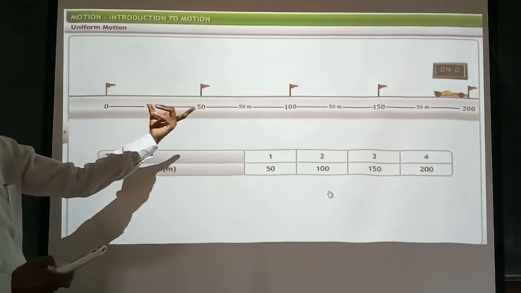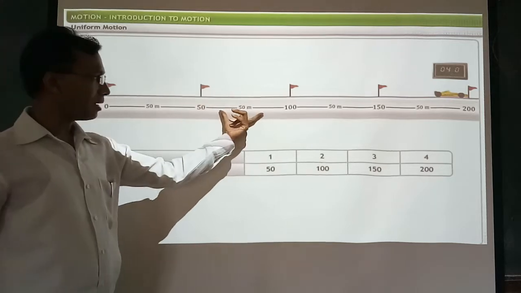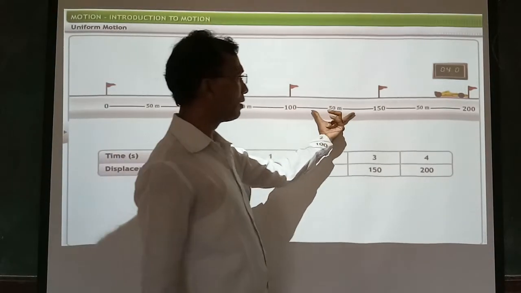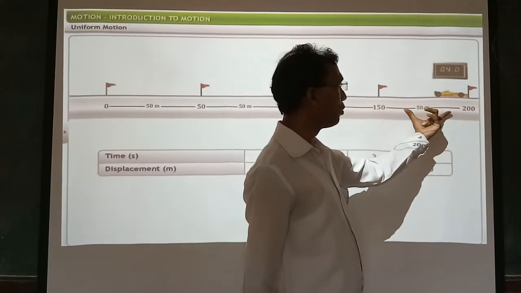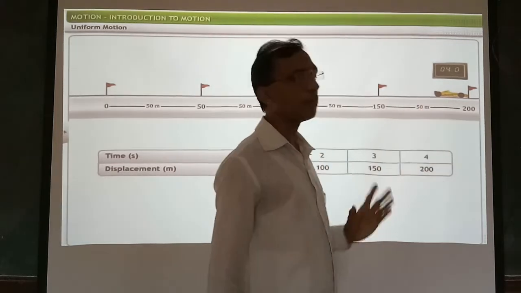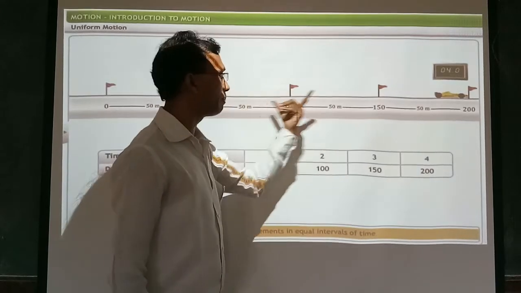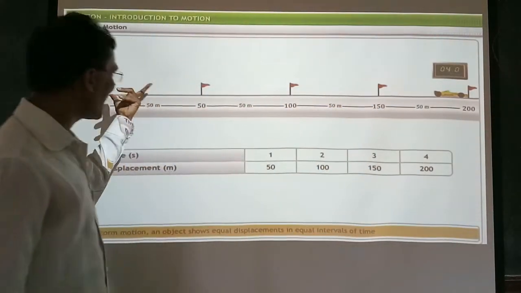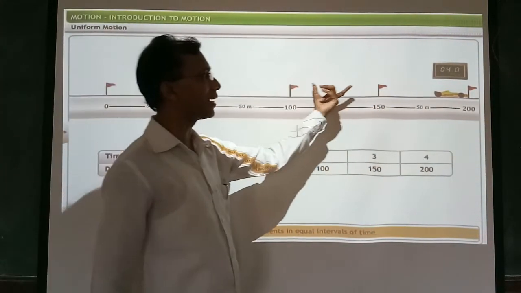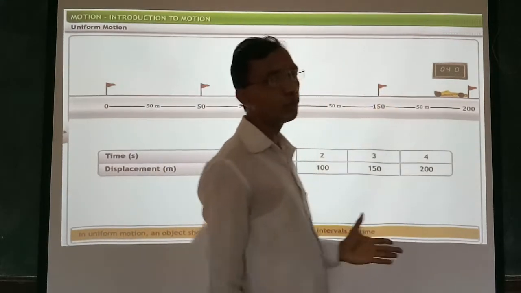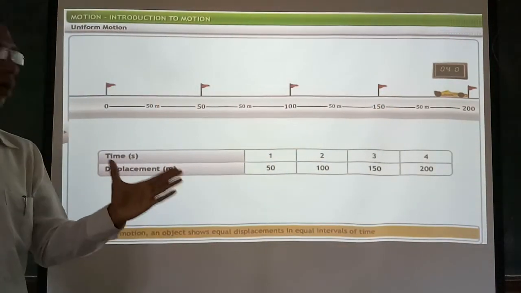In the second second it covers the distance 50 meter, in the third second it covers 50 meter, and in the fourth second it covers 50 meter. So equal distance, 50 meter, 50 meter, 50 meter, in equal time intervals of 1 second, 1 second, 1 second, 1 second. And such type of motion is known as the uniform motion.